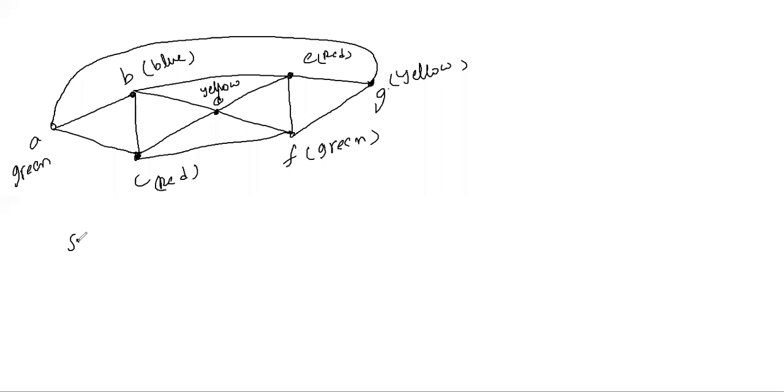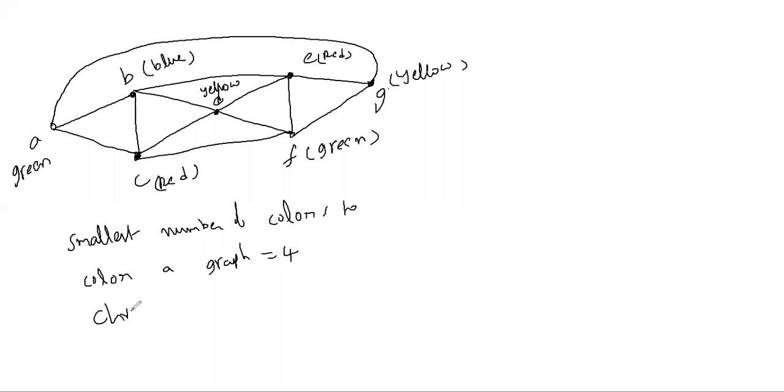So the smallest number of colors to color a graph, how many you got? 4. So chromatic number zeta of G is equal to 4. So this is a chromatic number of the coloring of a graph.